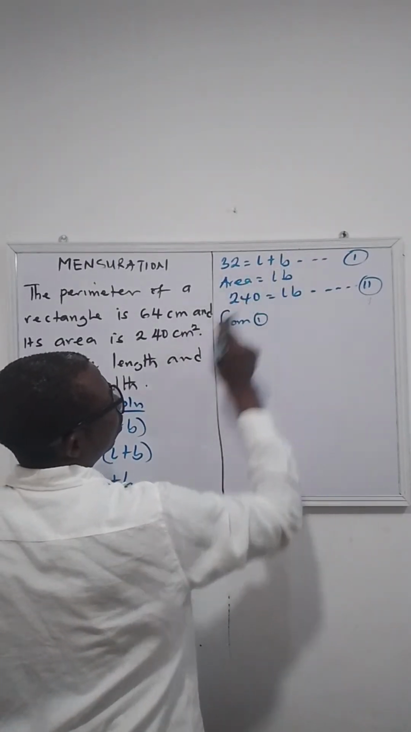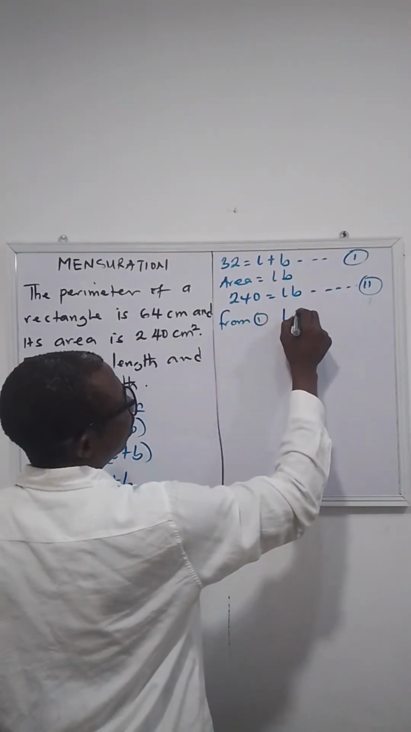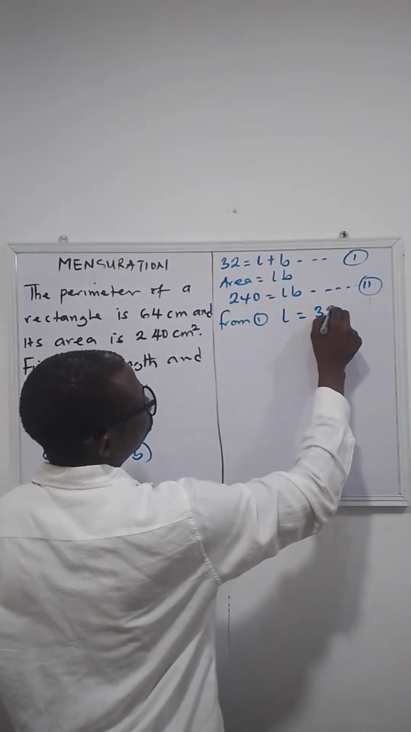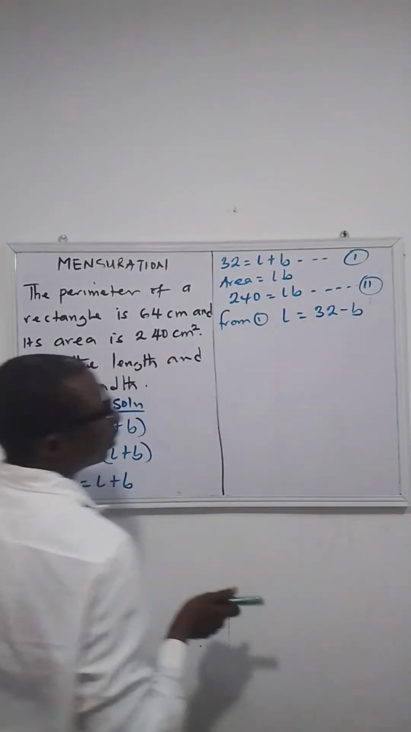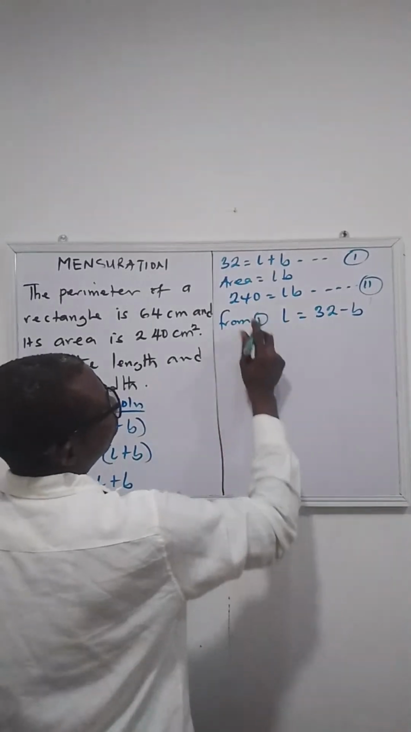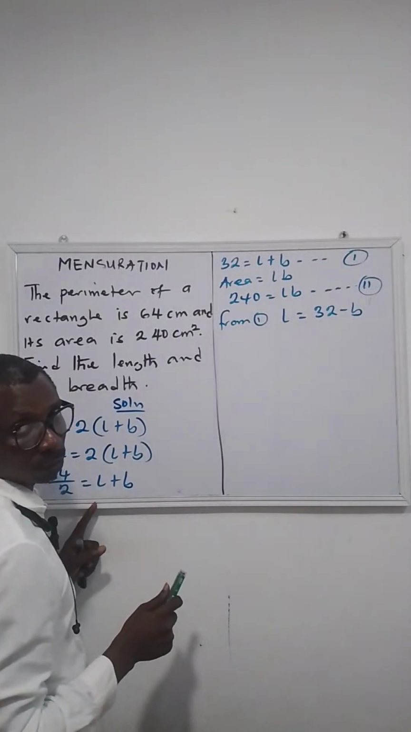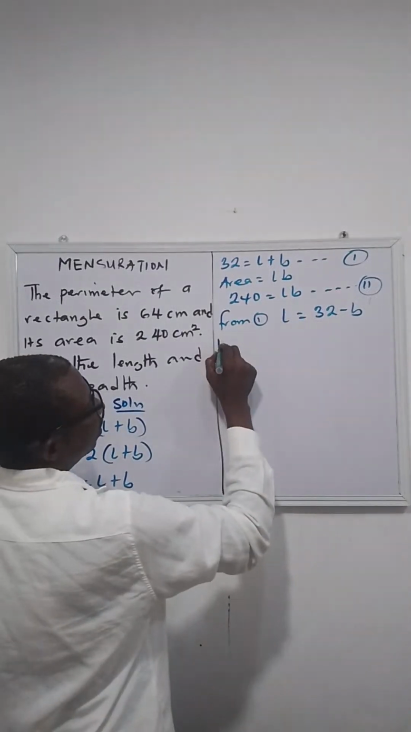And now from this equation, you can make L the subject of the formula. So we have L equals 32 minus B. Can you see that now? So now you plug this value into equation 2.